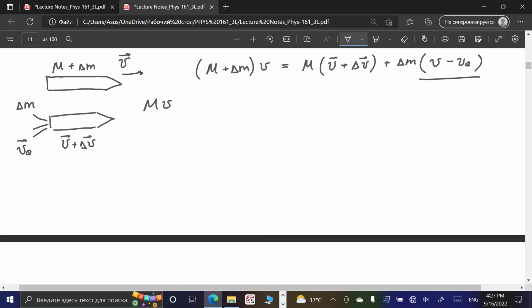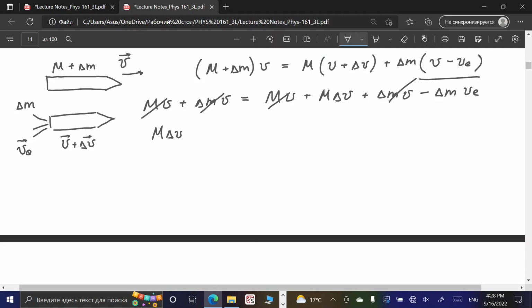Capital M times V plus delta M times V is equal to capital M times V. Oh, we don't need vectors here. Then plus capital M times delta V plus delta M times V and minus delta M times V exhaust. So what do we have here? This and this cancel out, and also this one and this cancel out. So we end up with capital M times delta V equal to delta M times V exhaust.